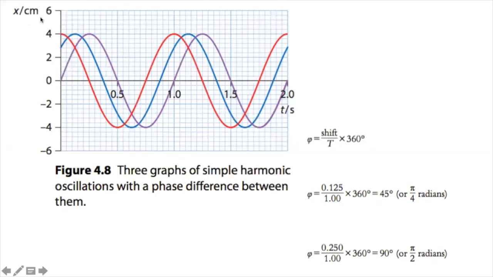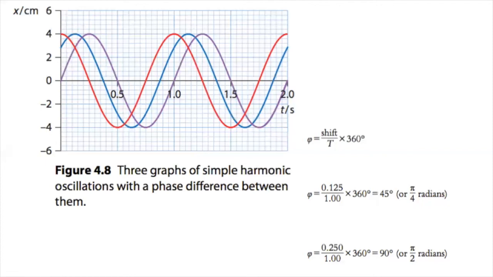So we have a displacement-time graph here. We know that the period here is 1 second because this is one wavelength. Here we have 0.5. Half of this is 0.250, and from red to blue, this is 0.125. So we say that the shift is 0.125 all over 1, which is the period, times 360 degrees. That means that the phase difference for red to blue is 45 degrees, or pi over 4.